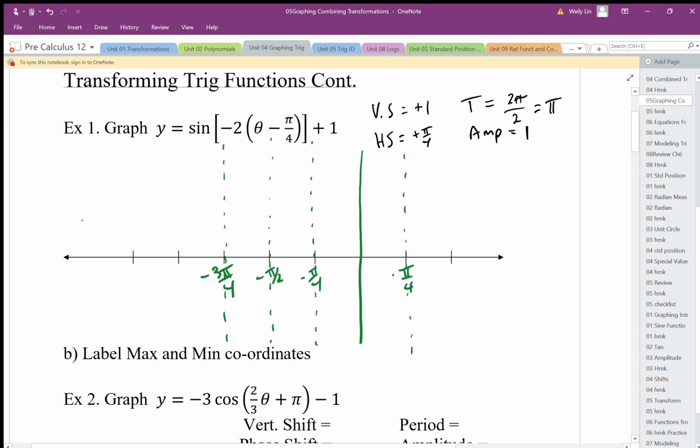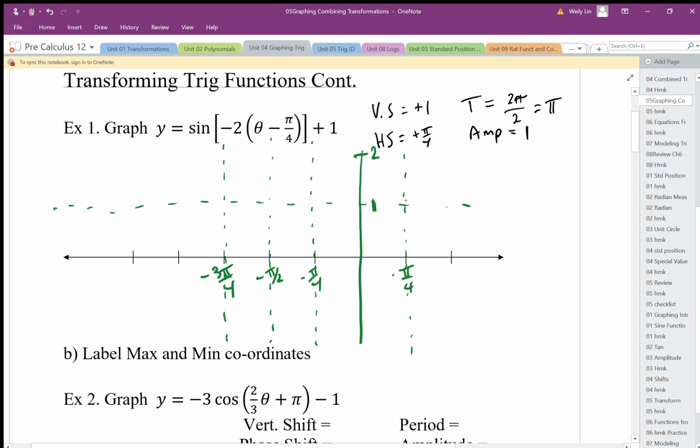My vertical shift is +1, and my amplitude is 1. So I'm going to draw my +1 about here. Y equals 1. And then I'm going to go up to 2 and down to 0. So I've accounted for my horizontal shift, my period, my vertical shift. Now I'm going to use the amplitude to sketch this graph.